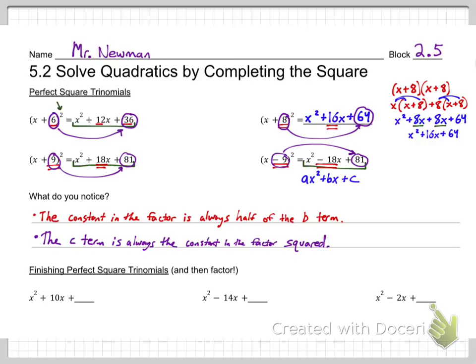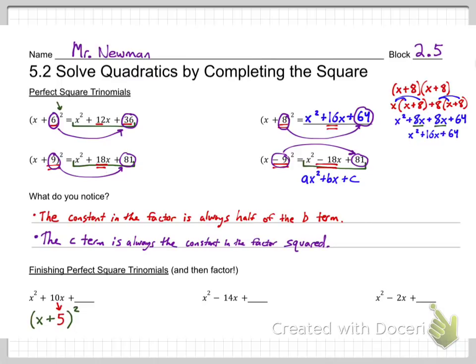Let's do this right here below. So if I had x squared plus 10x plus blank, what should go in the blank to make it a perfect square trinomial? Well, the secret is that the perfect square, the thing that you're squaring, is half of that b term. That 10 right there, half of that 10 is going to be what goes inside of those parentheses.